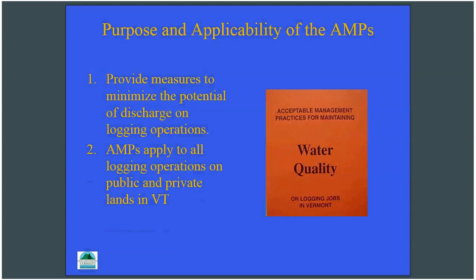The AMPs apply to all logging operations, whether on public or private lands in Vermont, regardless of the purpose of the logging. For example, logging may be conducted for forest management purposes, or logging may be conducted for the purpose of clearing land for some other type of land use, such as commercial, residential, or electric utility development.